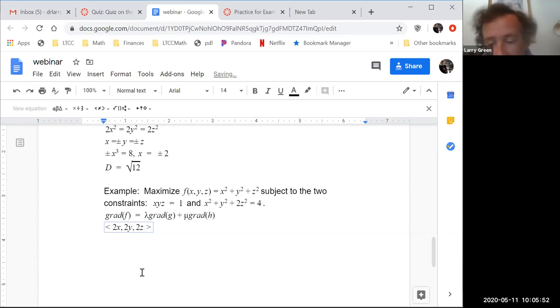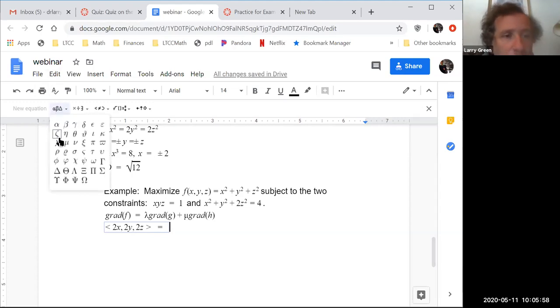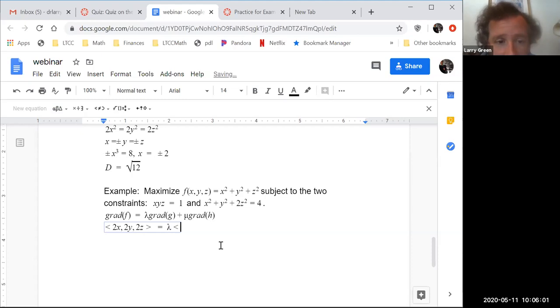That's not supposed to be hard for anybody. I hope not. And that's going to be lambda times the gradient of g, which is going to be yz, comma, xz, comma, xy, plus mu times the gradient of h, which is 2x, comma 2y, comma 4z. Any questions on this?